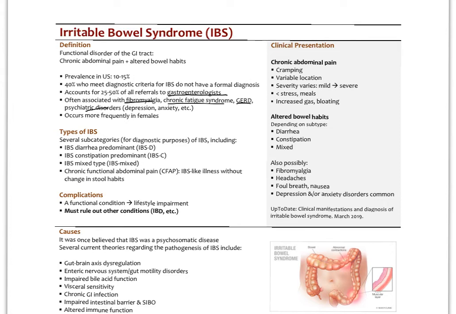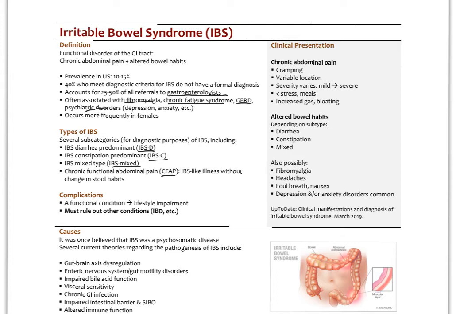More frequent in females. There are several subtypes of IBS. It's important to kind of categorize them. And so they are IBS with diarrhea that's predominant, that's IBS-D. Constipation predominant, IBS-C. There's a mixed type. And then chronic functional abdominal pain without any change in stool habits. So that's another type, much less common than these other types.